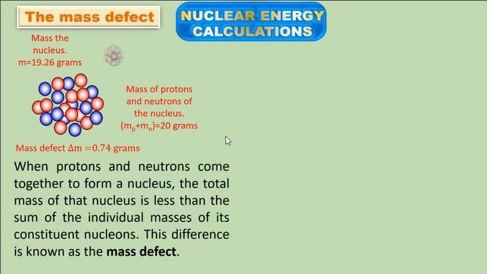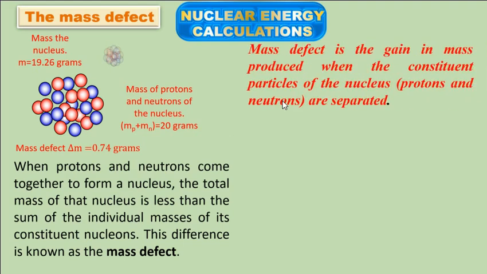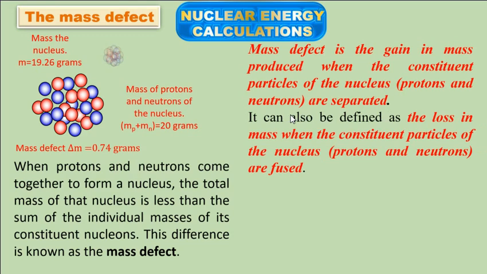So therefore, when protons and neutrons come together to form a nucleus, the total mass of the nucleus is less than the sum of the individual masses of its constituent particles. This difference is known as mass defect. How do we define mass defect? Mass defect is the gain in mass produced when the constituent particles of the nucleus, protons and neutrons, are separated. It can also be defined the other way around.